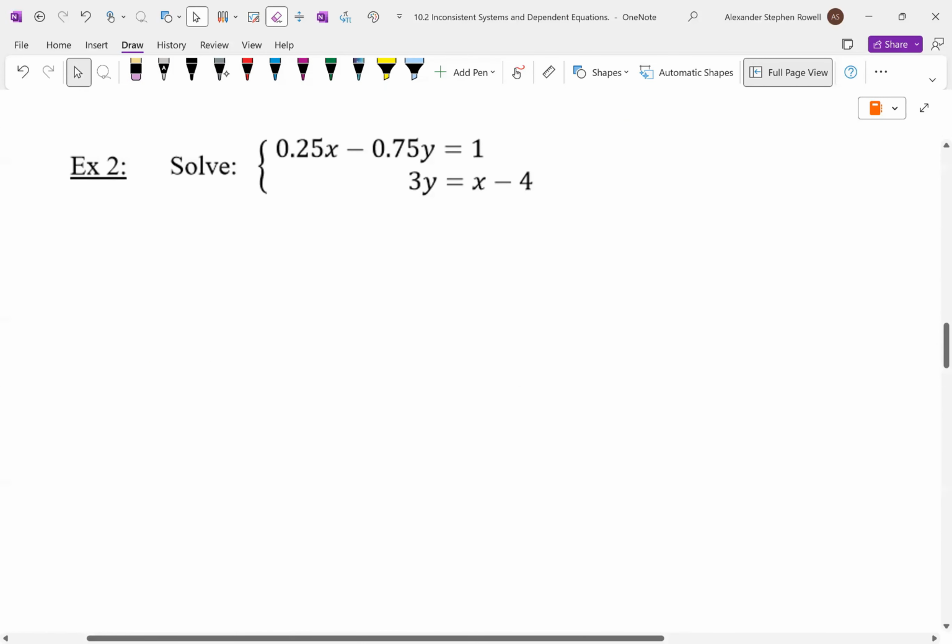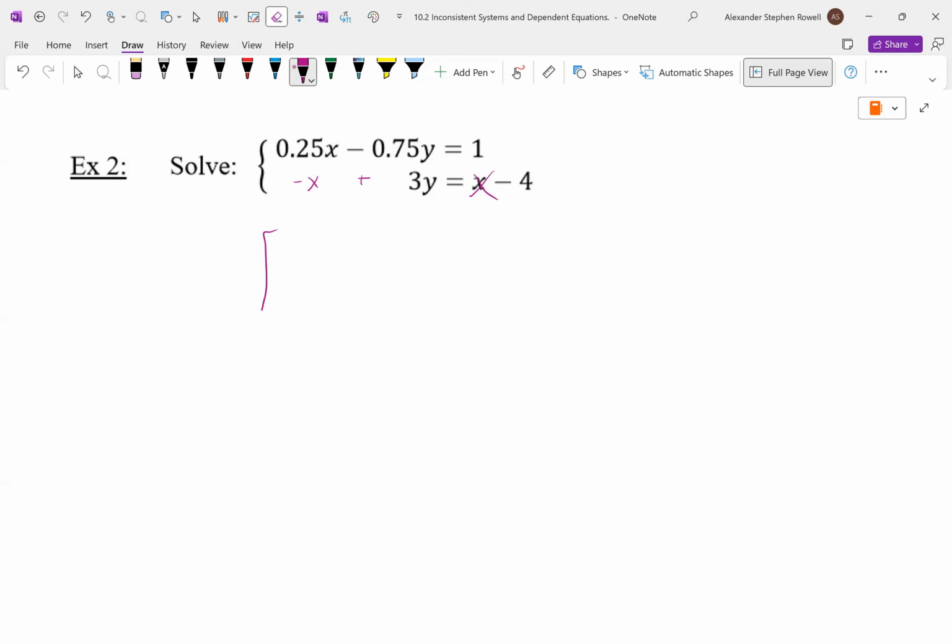Let's try this one. What would this be as an augmented matrix? Maybe we subtract x from both sides. And as an augmented matrix, we get 0.25, -0.75, 1, -1, 3, -4. What's the first step? Okay, so you want to move this one up here, but make it positive. So negative row 2, that would be 1, -3, 4.